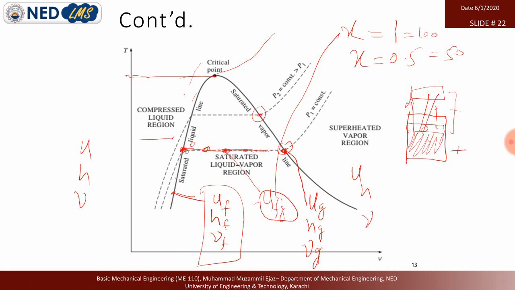This means that in this region the value of x is 0, in this region the value of x is 1, that is 100% steam. In the middle we have a value of 0.5, and in this particular region we might have values like 0.1, 0.2, 0.3, 0.4, 0.5, 0.6, 0.7, 0.8, 0.9, and then 1. And how are we calculating the in-between properties?